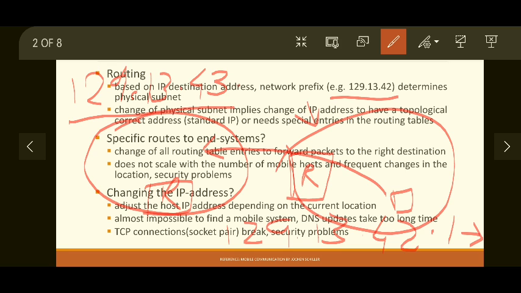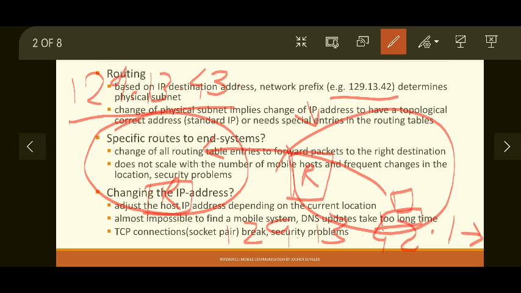Okay, this concept applies to fixed networks also. If you move a desktop computer from one laboratory to another laboratory, its IP address will change. So what's the difference between this concept and the concept required for mobile networks? In fixed networks, this situation occurs very rarely. We rarely move one computer from one physical subnet to another physical subnet.